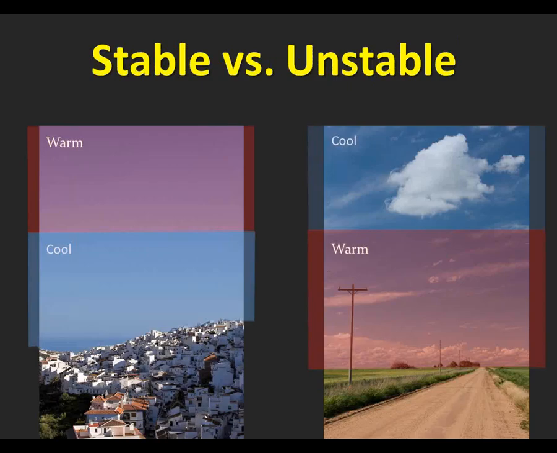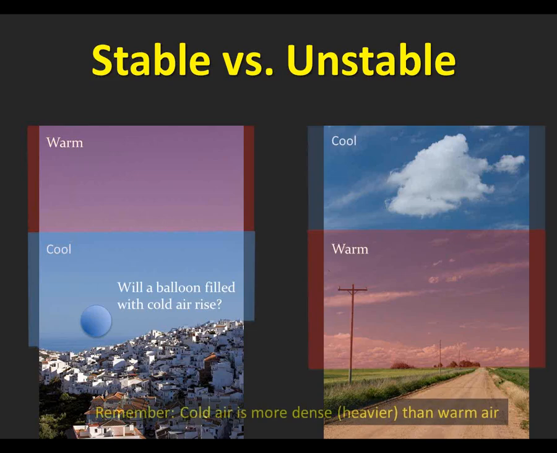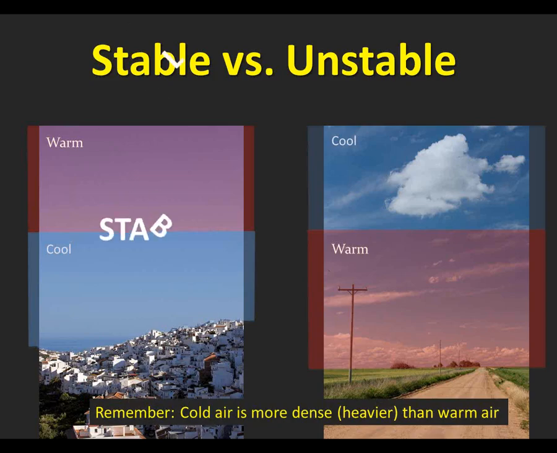Okay, so let's look at stable versus unstable. On the left, we have cool air underneath warm air. In this case, will the balloon rise? Cold air is more dense, or heavier, than warm air, so it's not going to rise. Even if it gets forced up a little bit, once it gets warmer, it's going to drop back down. So it can't rise. On the other hand, on the right side, we have warm air underneath cooler air. So if we give this a little nudge upward and we start to rise, it will continue to rise because it's warmer than the environment, and that is unstable. So on the right, we say it's unstable, or we have positive instability.